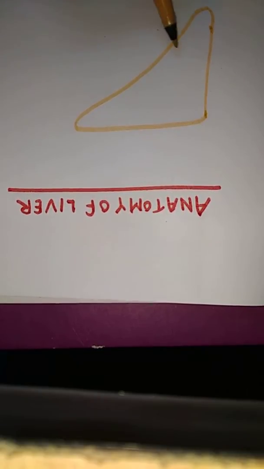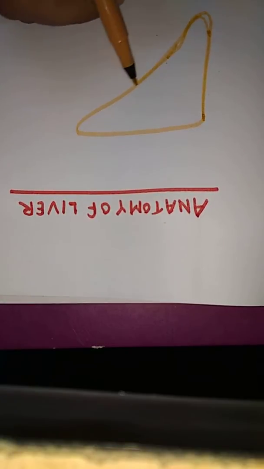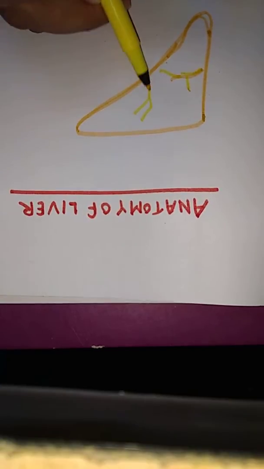Now here you can see, grossly, this liver has a right hepatic duct and a left hepatic duct. Here, assume that it is the right hepatic duct, and here it is the left hepatic duct. They join to form the common hepatic duct. The right hepatic duct and left hepatic duct join to form the common hepatic duct.